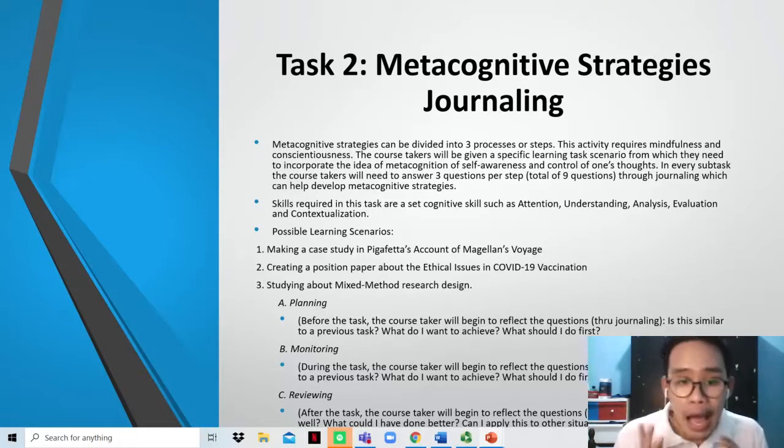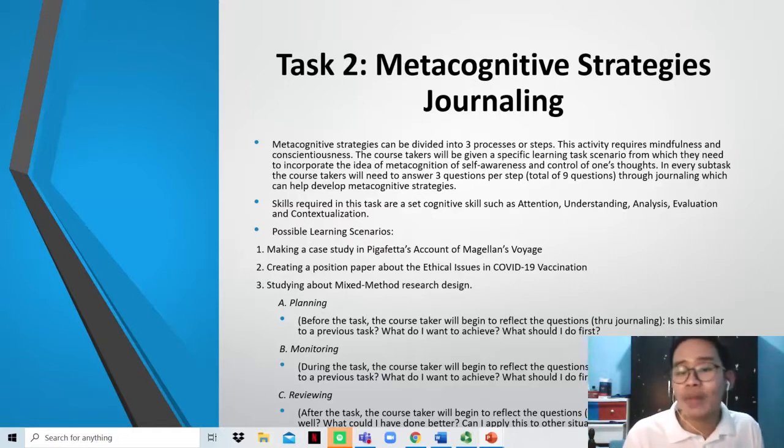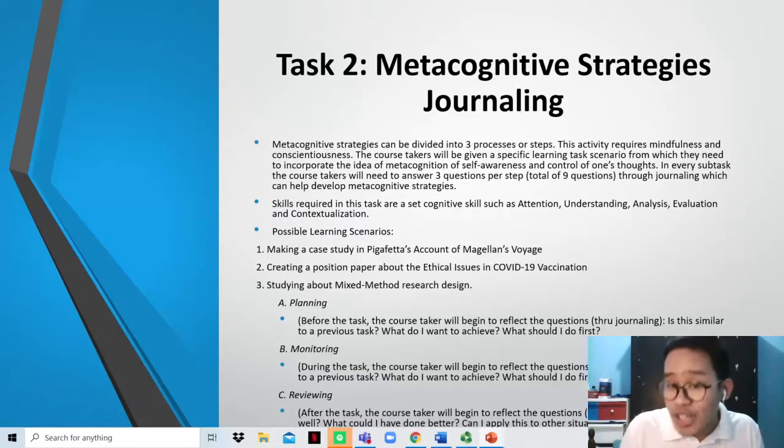Aligned with this are the 3 subtasks. The first one will be planning, which is part of the metacognitive strategy. Before the task, the course taker will begin to reflect on the questions through online journaling. Is this similar to a previous task? What do I want to achieve in this task? What should I do first? Those are the questions the course taker should think about and reflect on.